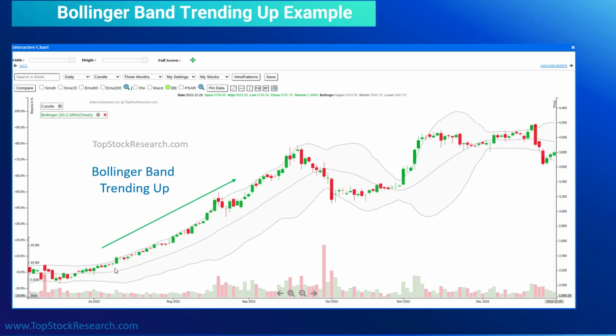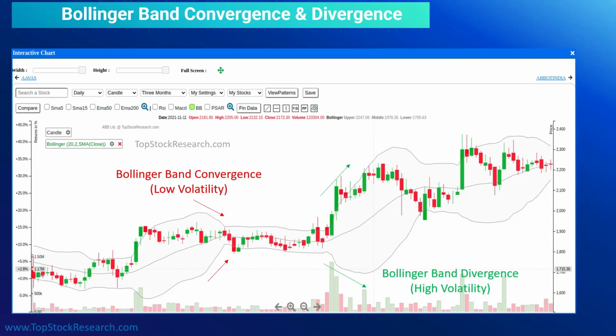Then the next one is where the band is converging and diverging. Converging is the phase where the movement of the stock is not much, when the stock is not moving much, or when there is low volatility. There's a very good chance of a very strong breakout or breakdown in whichever direction it goes, and the stock is likely to make a very good move.